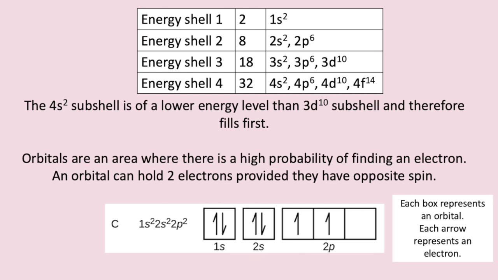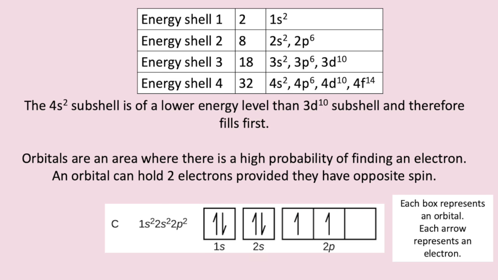A subshell can further be divided into orbitals. Orbitals are an area where there is a high probability of finding an electron. An orbital can hold 2 electrons, provided they have an opposite spin. Within a subshell, all orbitals have the same energy. 1 electron occupies each orbital before pairing starts. This prevents repulsion. For A-level, you'll be expected to work out electron configuration of atoms, up to krypton.